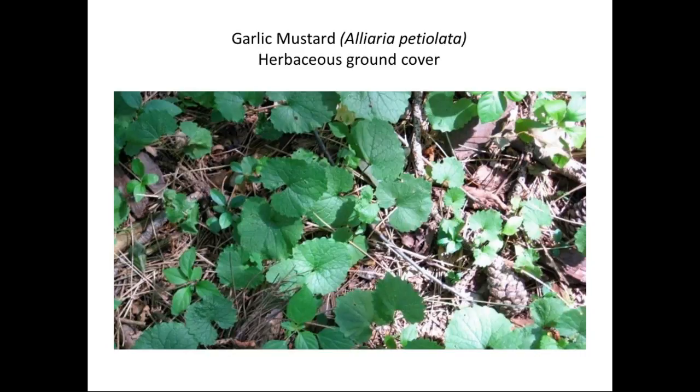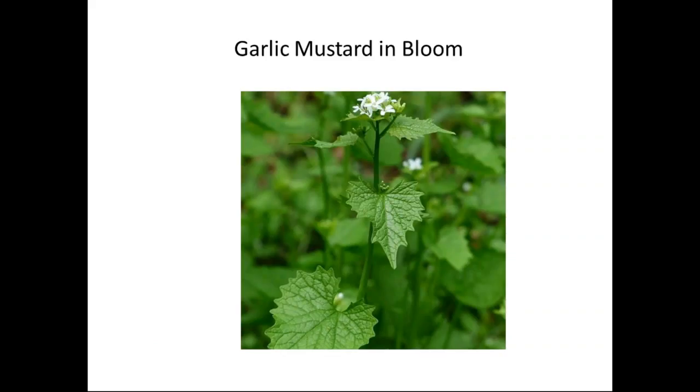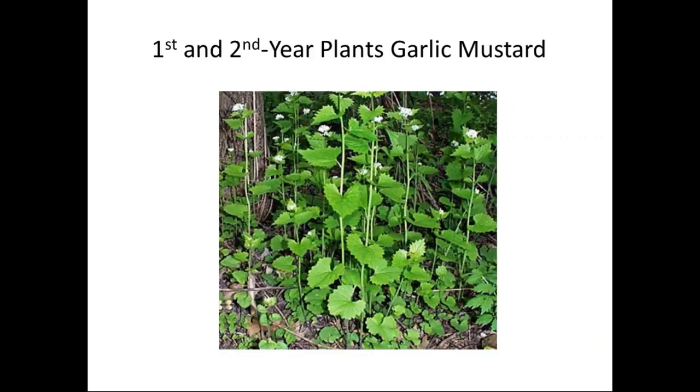It's a biennial, meaning that this is the first year looking plant. They just put a rosette of these leaves out, and the second year, they'll put up a stalk, and that's when it will bloom and produce seeds. So this is garlic mustard in bloom. This is a combination of first and second year plants of garlic mustard. And you can see that they can grow up in their second year to be anywhere from 2 to 3 to almost 4 feet tall.